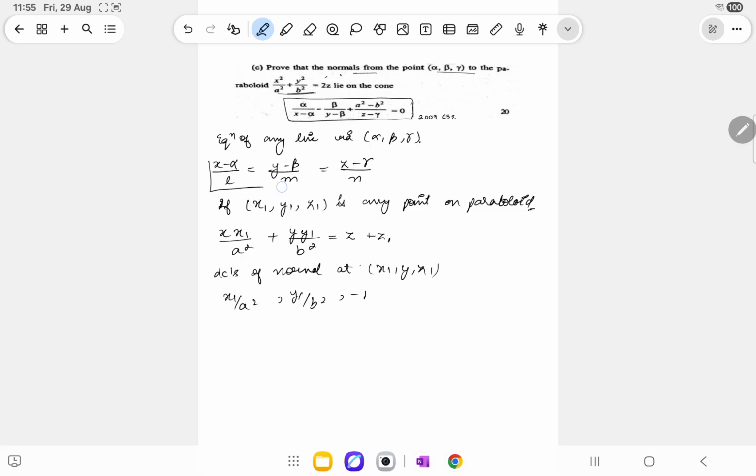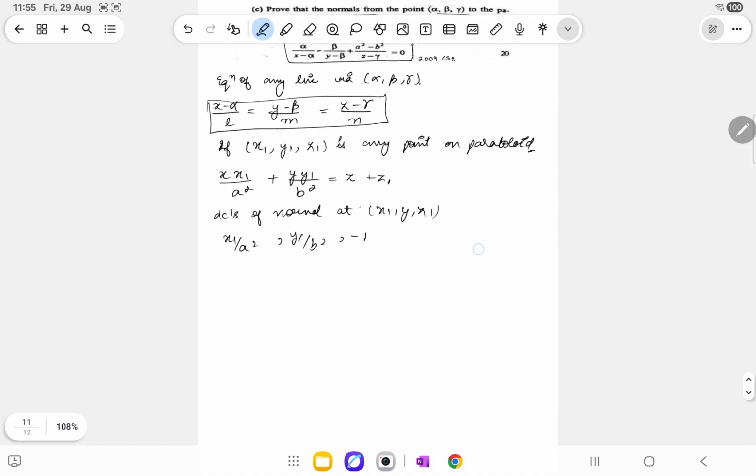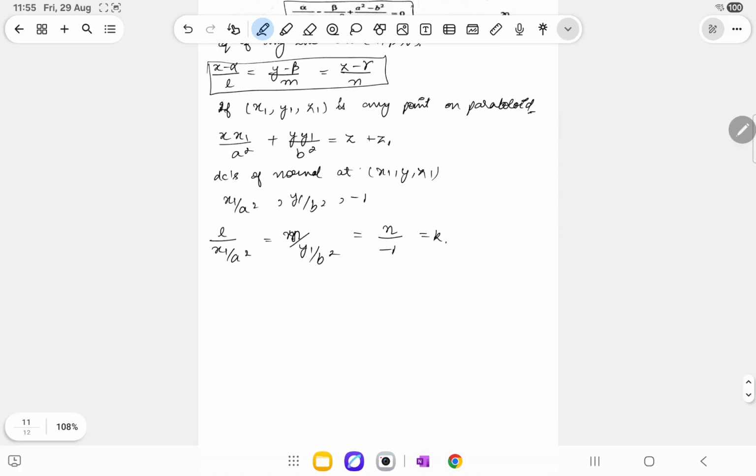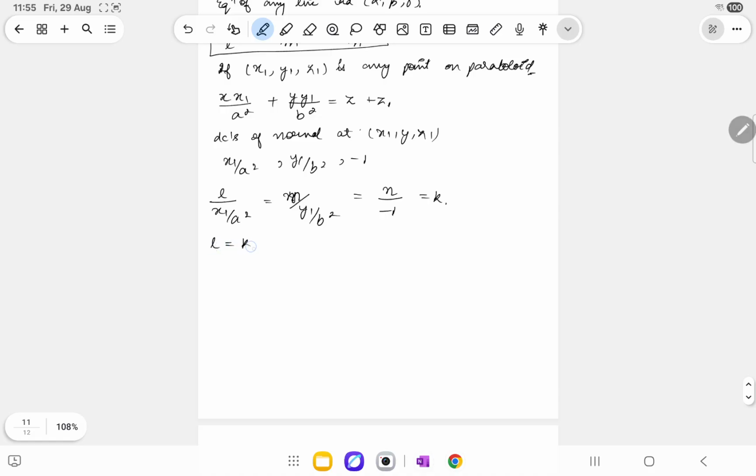Also, we have assumed that this line is normal to the given paraboloid, so the direction ratios must be proportional. Using that we get L upon x1 by a square is equal to M upon y1 by b square is equal to N upon minus 1. If we equate it with k, we get the values of L, M and N. That is, L is k into x1 by a square, M is k into y1 by b square, and N is minus k.